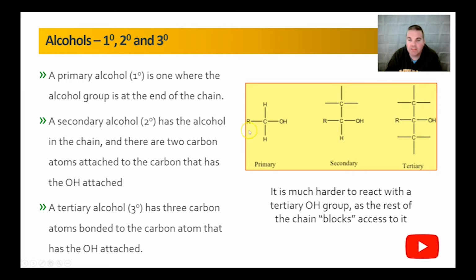Now, R in organic chemistry stands for any sort of carbon chain length, so this is generally just a carbon-hydrogen chain over on the side here. So a primary alcohol only has one carbon attached.